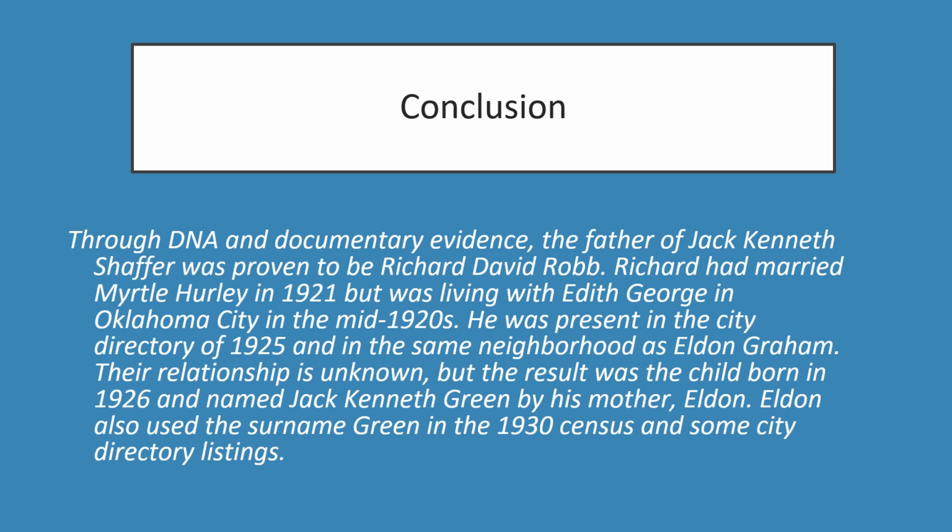Through DNA and documentary evidence, the father of Jack Kenneth Schaefer was proven to be Richard David Robb. Richard had married Myrtle Hurley in 1921, but was living with Edith George in Oklahoma City in the mid-1920s. He was present in the city directory of 1925 and in the same neighborhood as Eldon Graham. Their relationship is unknown, but the result was the child born in 1926 and named Jack Kenneth Green by his mother Eldon. Eldon also used the surname Green in the 1930 census and some city directory listings.